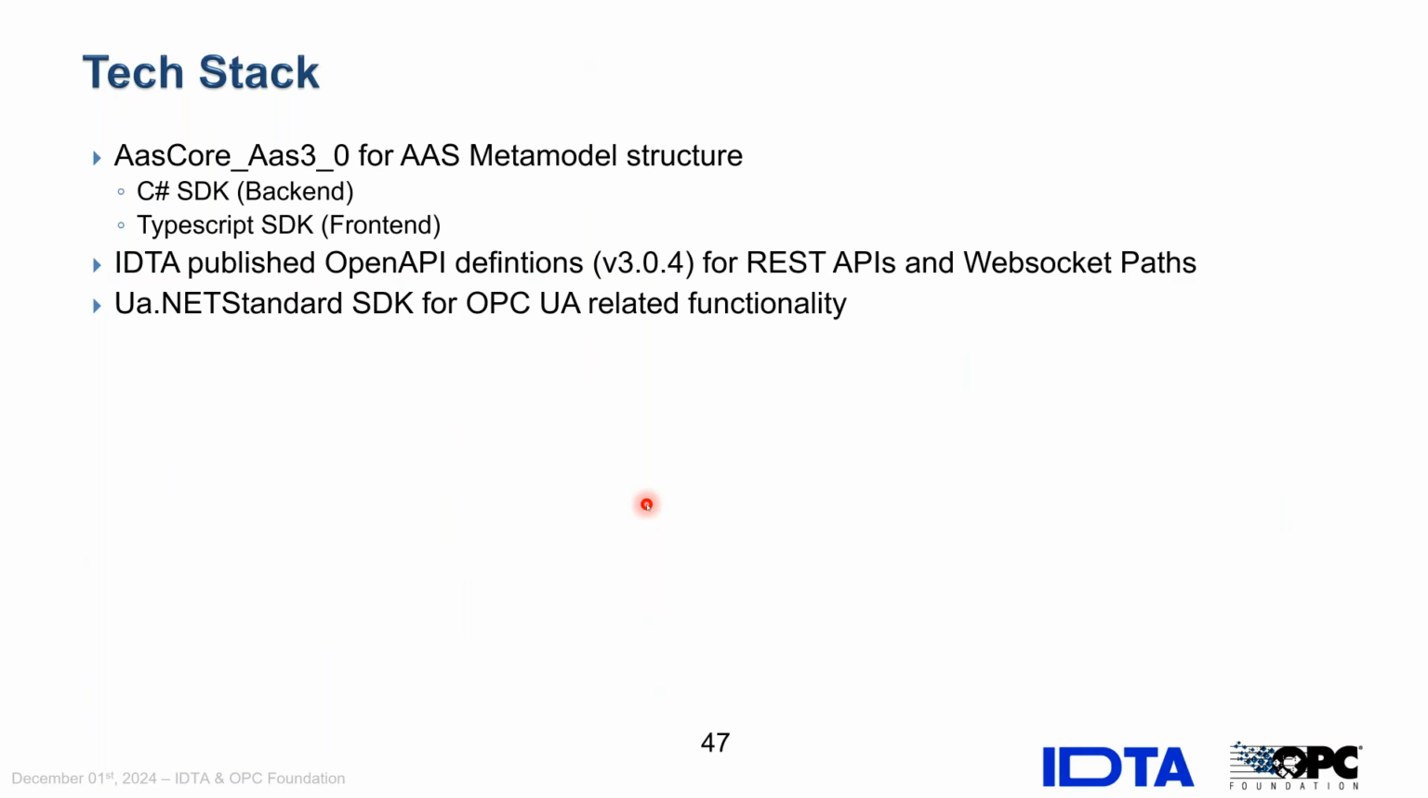Now, I would also like to quickly mention the technical stack that we are using in this POC. For the meta model structure of asset administration shell, we are using the AAS Core SDK. For backend, we are using the C# SDK, and for front end, we are using the TypeScript SDK. Now, for the API operations of the asset administration shell, be it REST APIs or the WebSocket paths, we are using the IDTA published OpenAPI definitions with version 3.0.4. And finally, for the OPC UA related functionality, we are using the UA .NET Standard SDK in this POC.